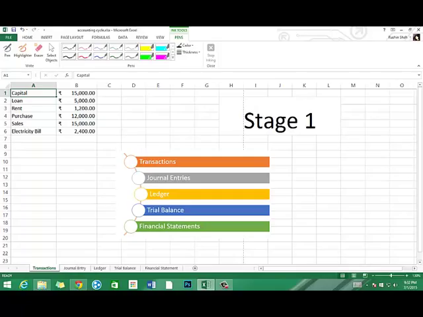You need to list out all the transactions that have happened during the accounting period or financial period, so you can account for them properly. So the first stage is to list out all the accounting transactions.